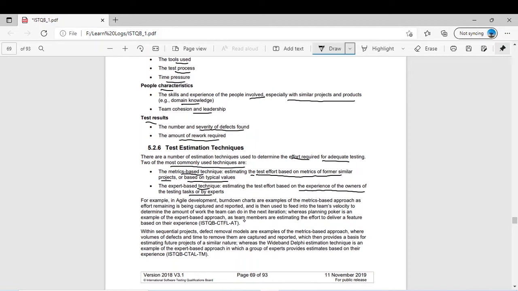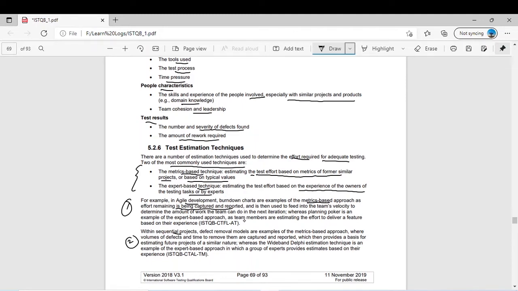Now these techniques are widely used. How? In agile development, both techniques are used. Similarly, in sequential projects, in the sequential development lifecycle, both of them are used. So, first of all, we see agile development. In agile development, burn down charts are an example of a metrics based approach, as the effort remaining is being captured and reported.